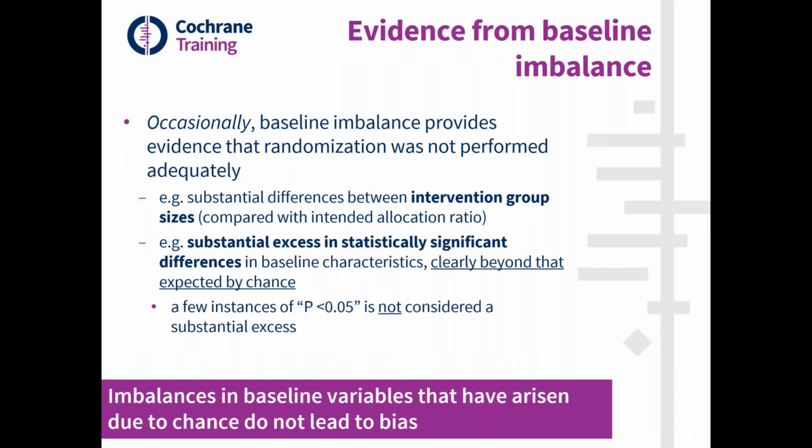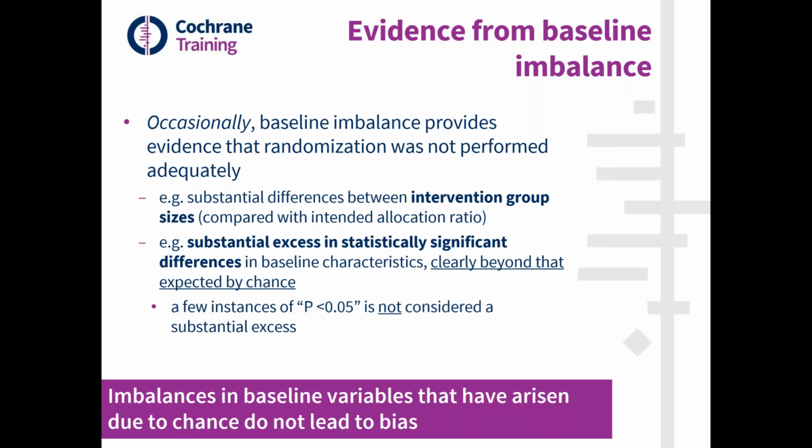Now, the final thing that we're just going to cover in this part of the presentation is about evidence of problems that have occurred during the randomization process from baseline imbalances. There have been arguments that risk of bias assessments should consider whether the participant groups are balanced at baseline, as this could indicate that something may have gone awry during the randomization process. But what we're looking for here are problems that are clearly beyond what would be expected due to chance, not slight imbalances.